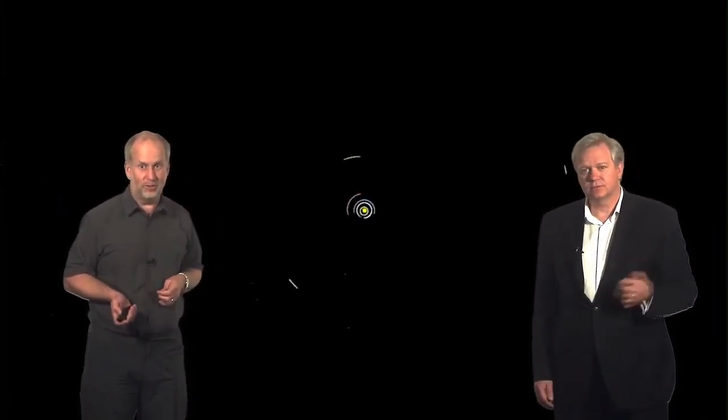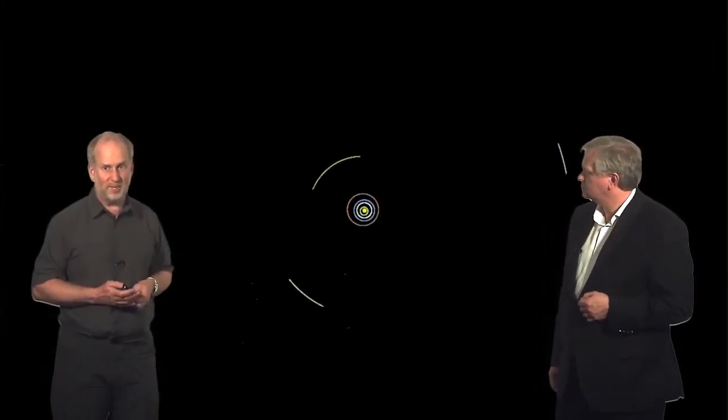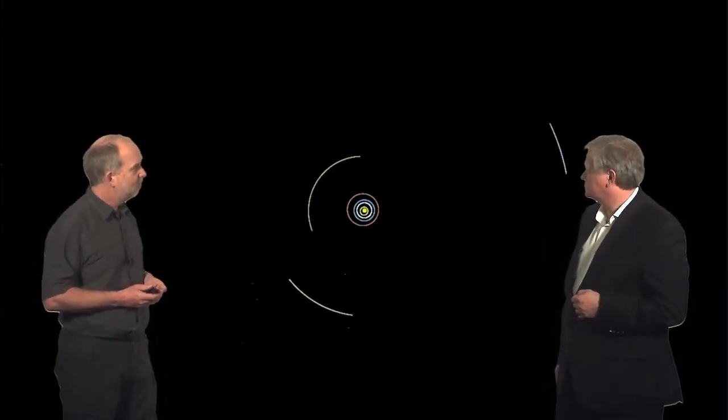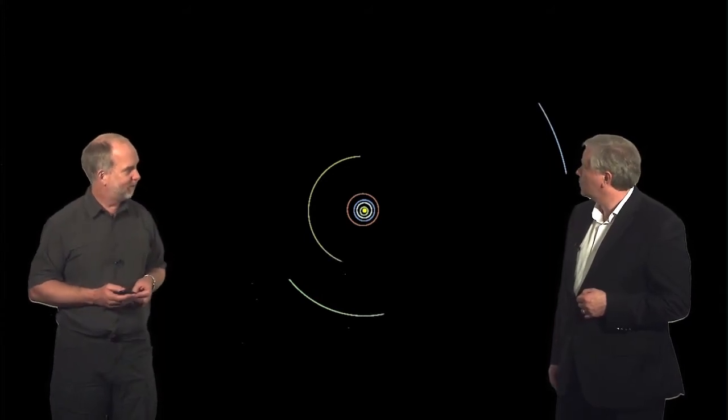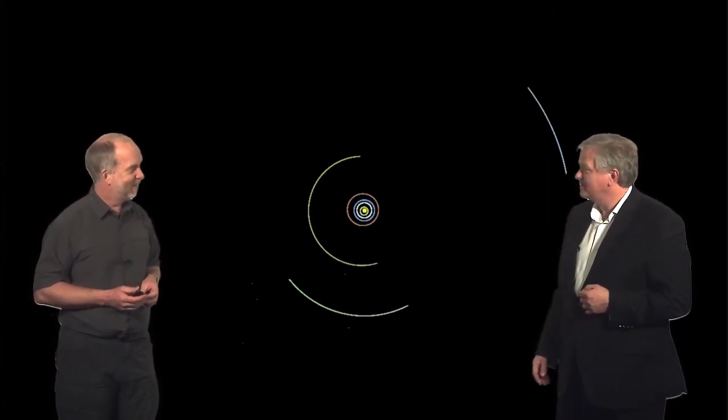If you look at the outer solar system, once again you're seeing the same sort of pattern. Things are going around in the same direction, pretty much in circular orbits. We're not going to wait here for Neptune to finish, are we? No. Okay.